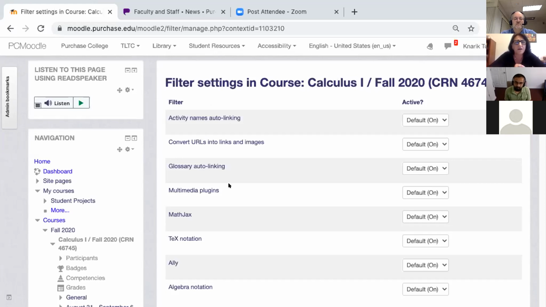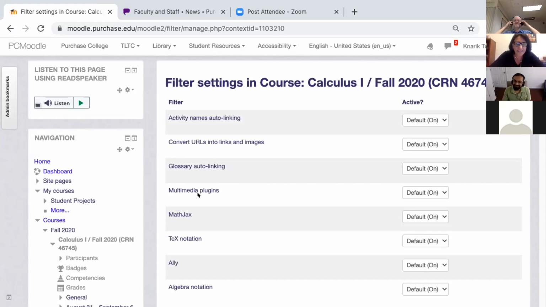These filters are administered by our Moodle system administrators, and I believe, Keith, you are for Moodle, right? And so we all depend on him, on Keith.